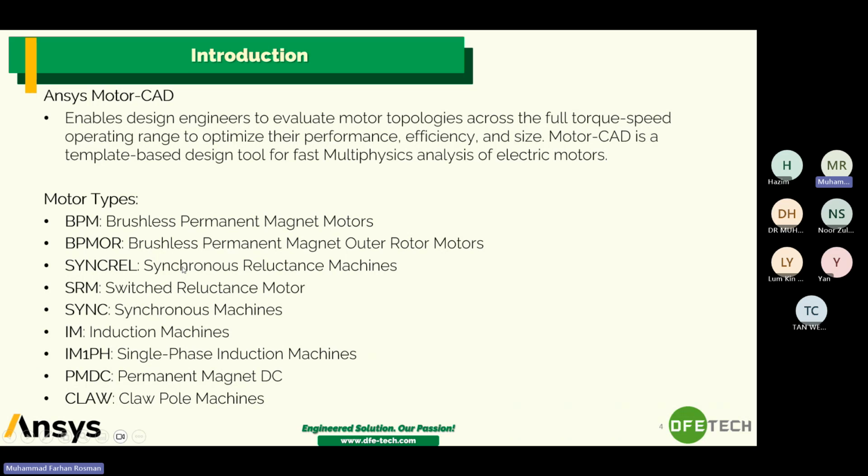These are all the types of electric motors that we can simulate: brushless permanent magnet motors, BPM, brushless permanent magnet outer-rotor motors, synchronous reluctance machines, switched reluctance motors, synchronous machines, induction machines, single-phase induction machines, permanent magnet DC, and claw pole machines.